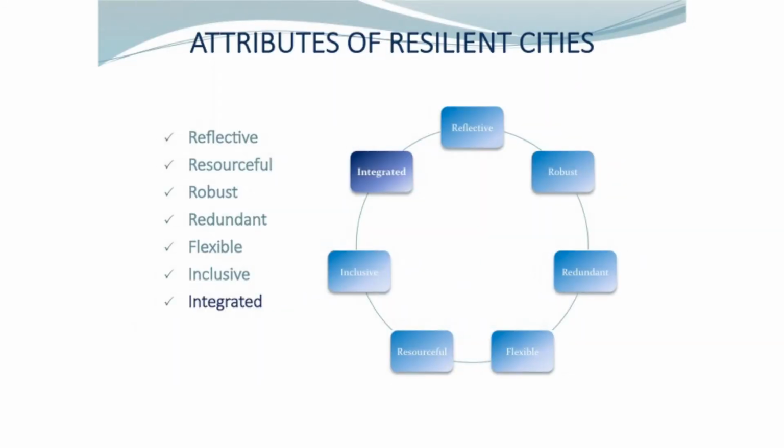Resilient cities present 7 attributes that allow them to resist, respond, and adapt more easily when facing a threat or a disaster. These community attributes are reflective, resourceful, robust, redundant, flexible, inclusive, and our target attribute, integrated.